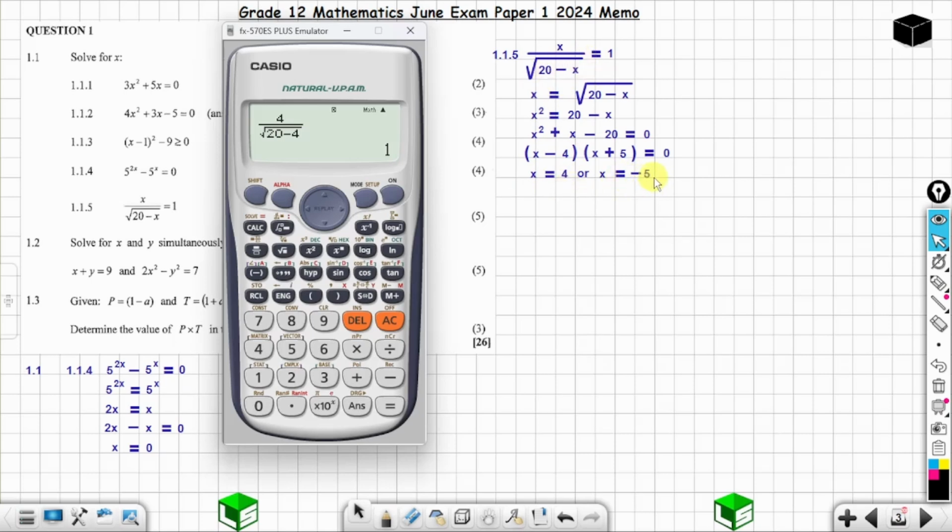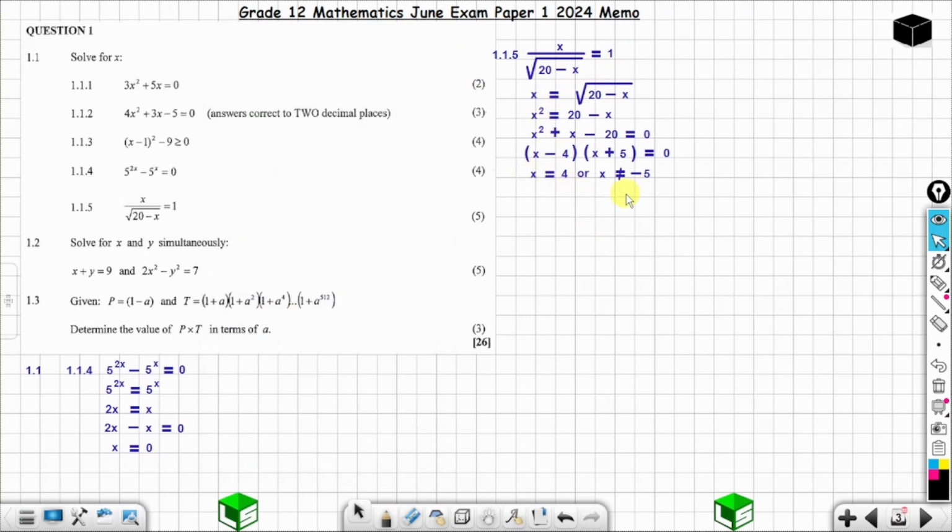Let's try negative 5. Negative 5, you have square root of 20 minus 5. Okay, minus 5. You are going to have plus 5. Okay, you have minus 1 on the left side and 1 on the right side. So this is not a valid answer. Okay, always make sure you check your answers. So we only have one solution.